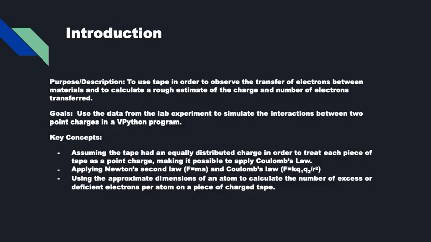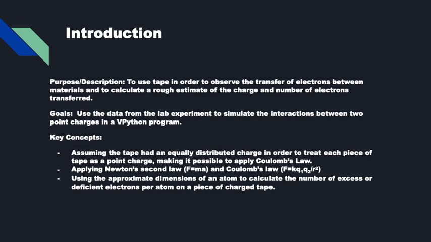So for the introduction, the purpose and description of this lab was to use tape in order to observe the transfer of electrons between materials, to calculate a rough estimate of the charge and number of electrons transferred. The goals were to use the data from a lab experiment to simulate interactions between two point charges in a closed script program. Some of the key concepts were assuming the tape had an equally distributed charge in order to treat each piece of tape as a point charge, making it possible to apply Coulomb's law.